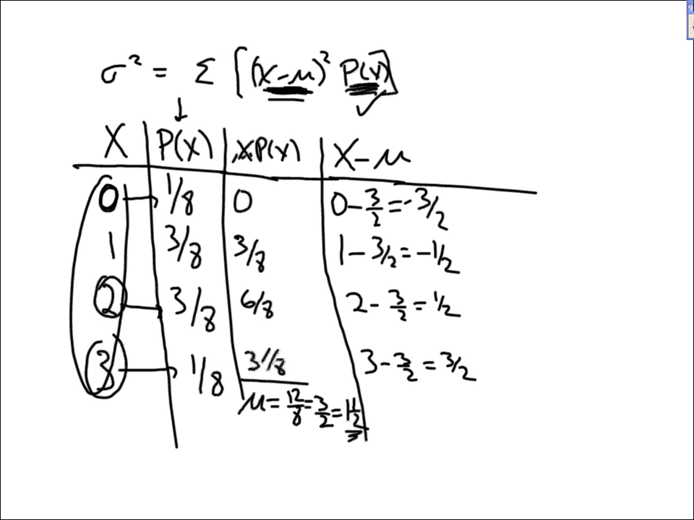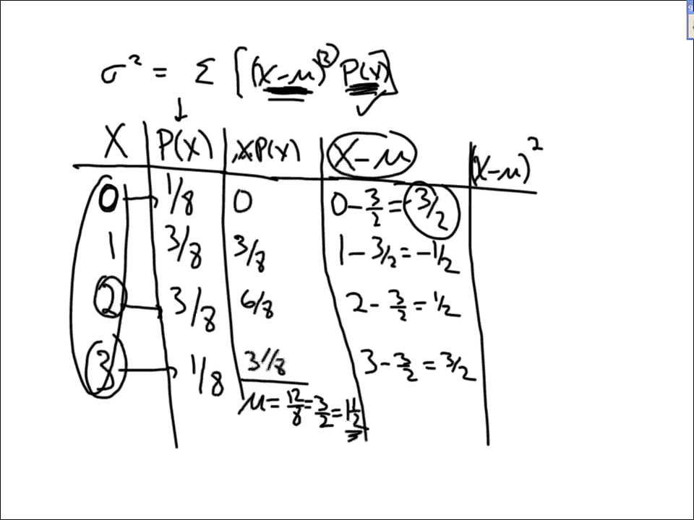But I don't really need x minus mu. What I'm looking for is x minus mu squared. So now I can do that. Since I have x minus mu, now I can square it. You square that number, 9/4. You square that number, 1/4. Square that number, 1/4. This number, 9/4.